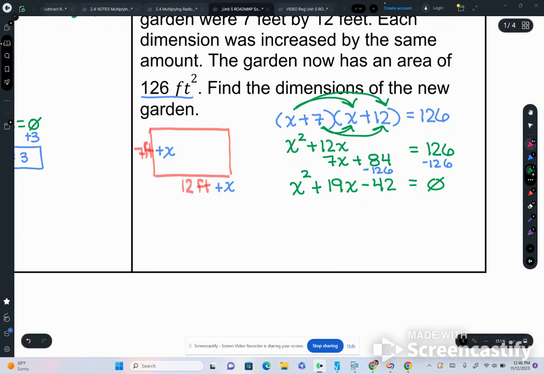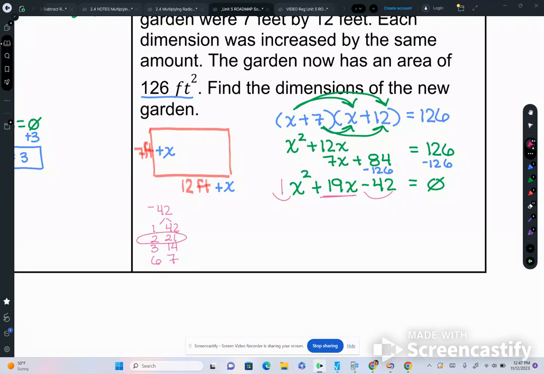And now I'm back to where we can factor. So we've got 1 times negative 42, which is negative 42. And then our factors are 1 and 42, 2 and 21, 3 and 14, and then 6 and 7. I'm trying to figure out how I'm going to get 19 in the middle. So 2 and 21, and if it's a positive, then I want the 2 to be the negative. And then again, I can either do grouping, I can do box, or I notice that I have a 1 in front, which means we can jump to our factors really quick.